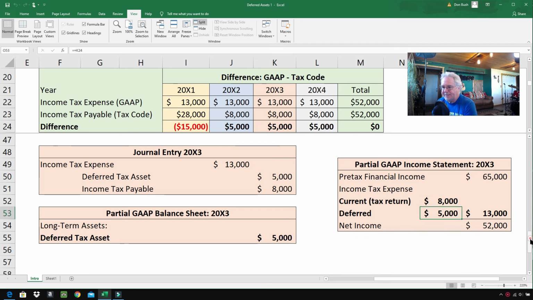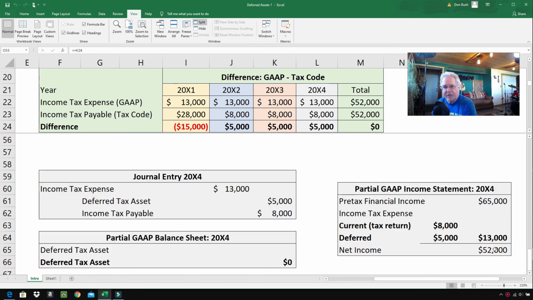The last year, and we are done. Here we go, last year. Income tax expense, 13. Get it right here off the chart. What is payable this year is 8, and we're reversing out the deferred tax asset. The deferred tax asset here is 0. Why is it 0? Because it is completely zeroed out. Here's a negative 15, positive 15, negative 15, positive 5, positive 5, positive 5. It all nets out to 0. The income statement is identical to the last 3, so I don't need to go over it.